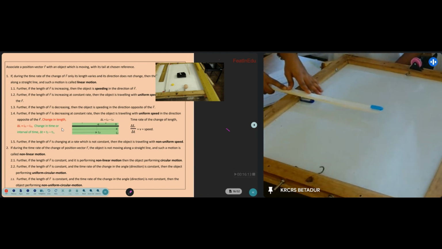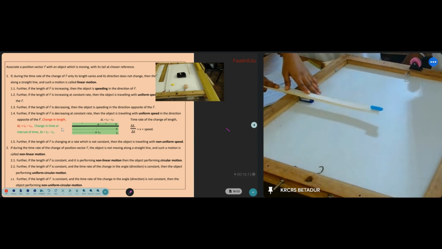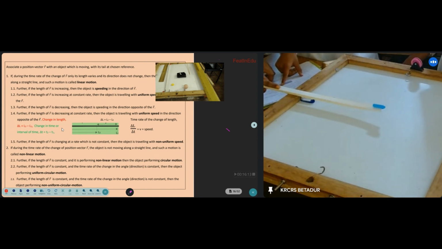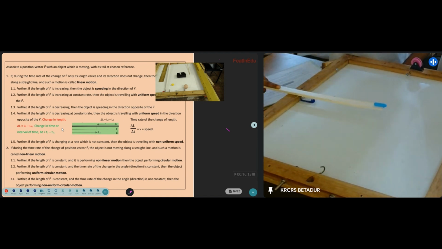Did you get it? Yes. Did you get it or no? Sir, I didn't understand what you said about delta. Look at what I wrote on the board. L2 minus L1 is equal to delta L. Delta L means change of length. By convention we call it delta L. What is delta L? Change of length.